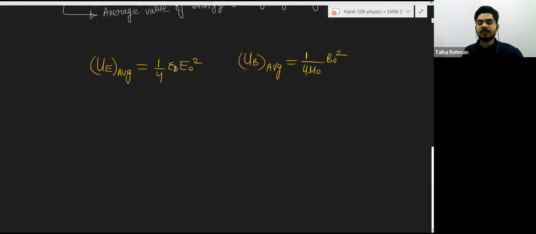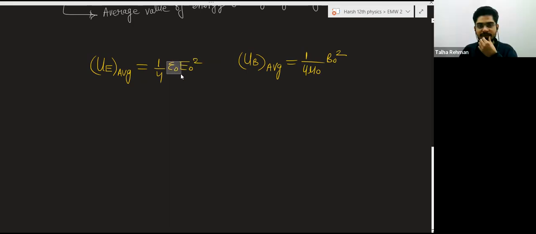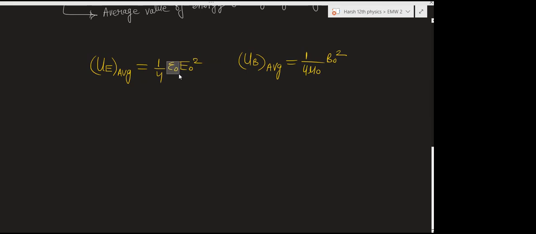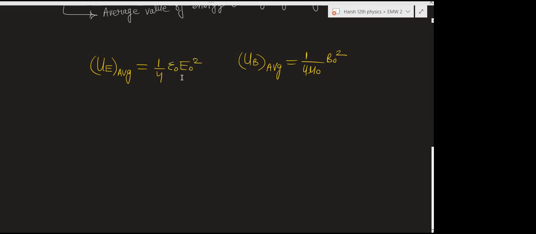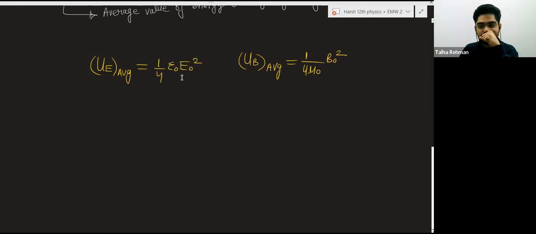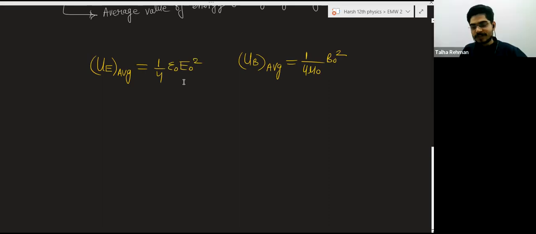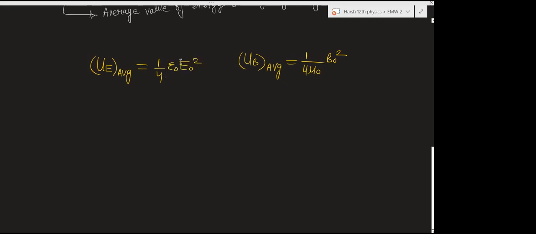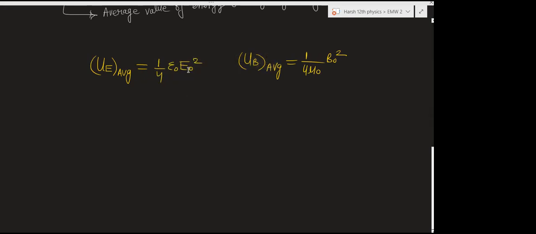What is E naught? Harsh, just tell me fast. The peak value of the electric field, right? No, no, I am asking about this value, epsilon naught. Epsilon naught is the permittivity of free space, 8.85 into 10 raised to the power minus 12. And what is E naught? Peak value of the electric field.